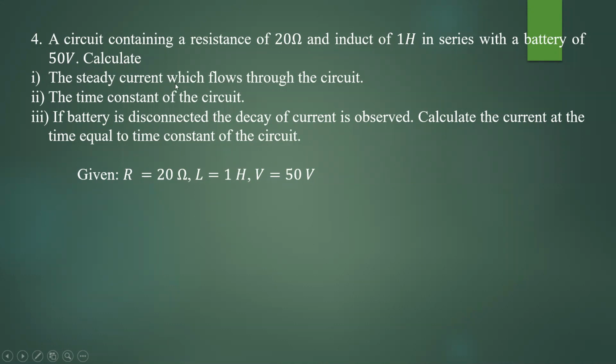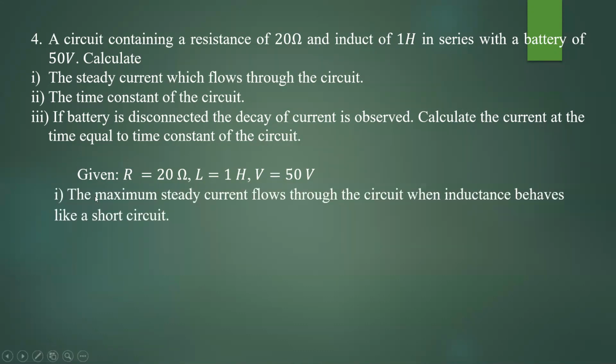First you have to find the steady current which flows through the circuit. So what is the maximum current that flows through the circuit? Maximum current is observed when the inductor stops opposing the current, that is, when electromagnetic induction stops. Steady means constant current. When the variation of current stops, the induced EMF will not be developed. Therefore, the maximum steady current flows through the circuit when the inductance behaves like a short circuit.